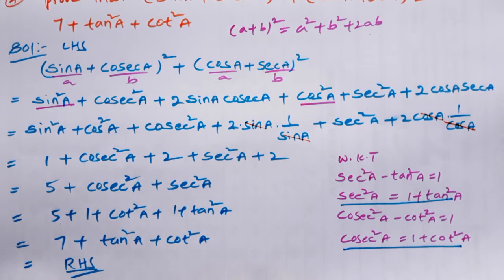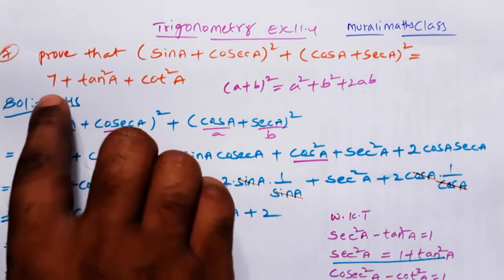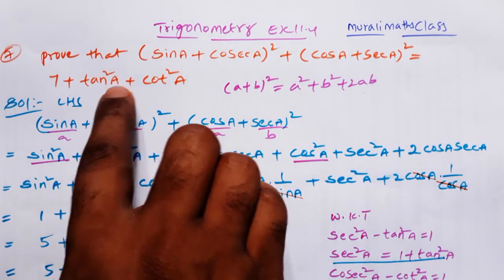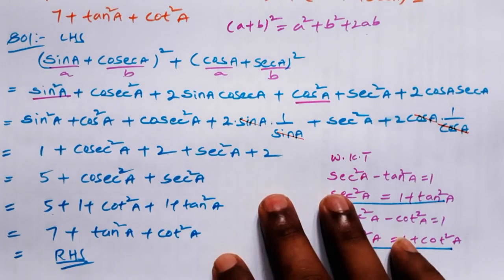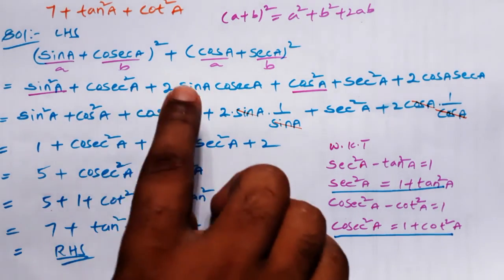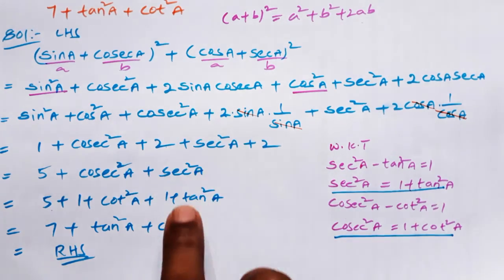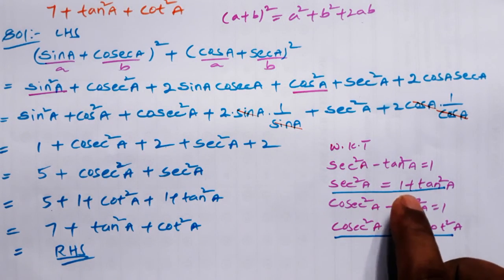See, the RHS in the problem equals 7 plus tan square A plus cot square A. The same RHS we got: 7 plus tan square A plus cot square A. That's it. Just applying this (A plus B) whole square formula, simplifying step by step and using these trigonometric identities.